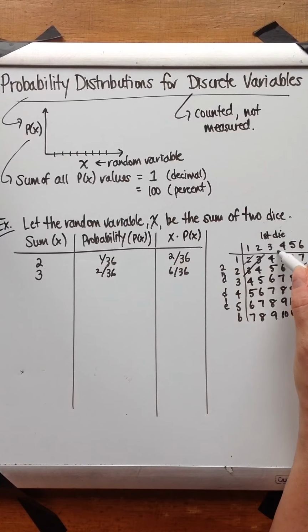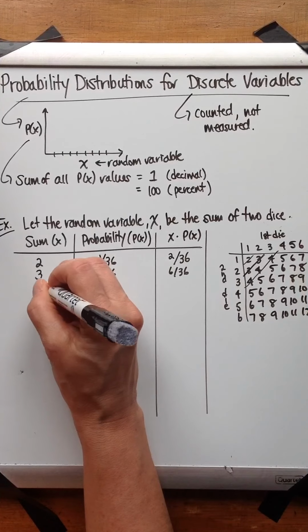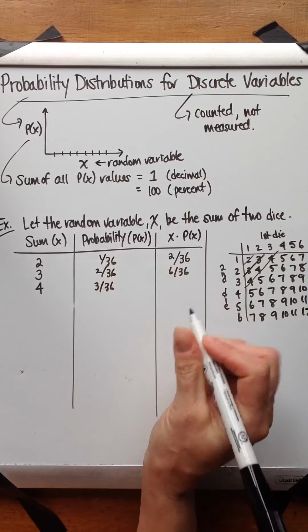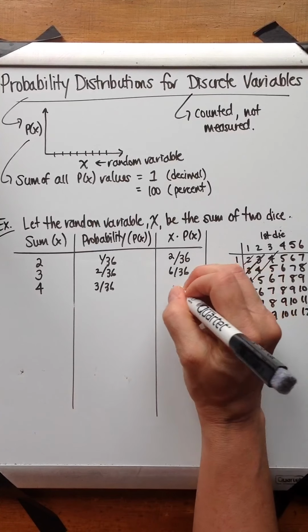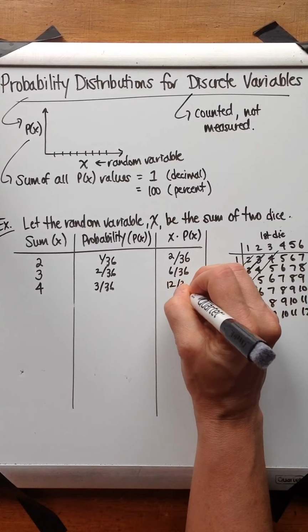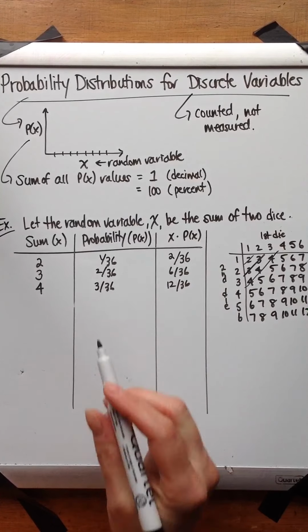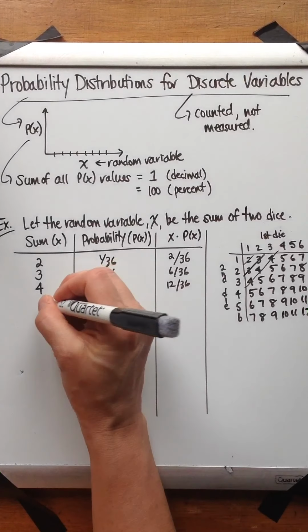Let's look at 4s as a possible sum of 2 dice. That can happen 3 out of 36 times. Multiplying these together gives 12 out of 36. Okay, like I said, you pause and then come back. I'll fill this in quickly, and then you can check your answers with me.